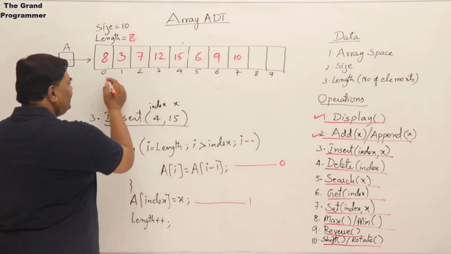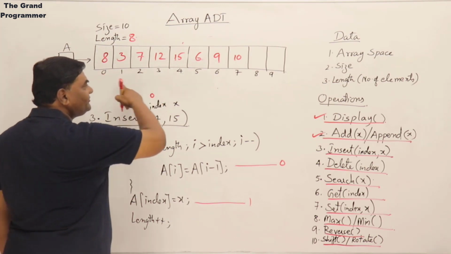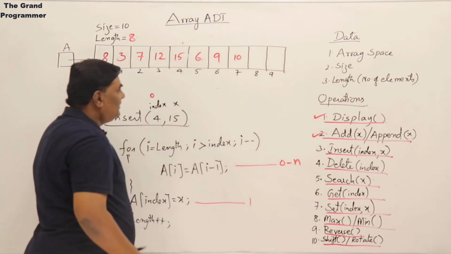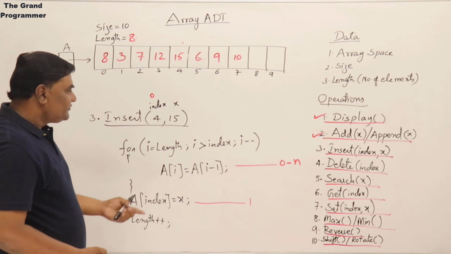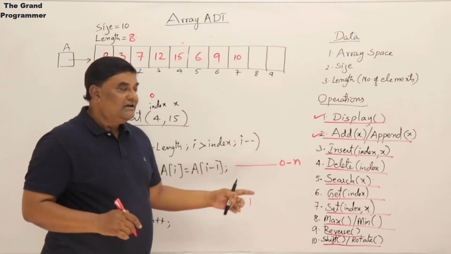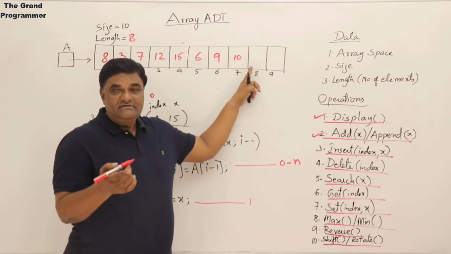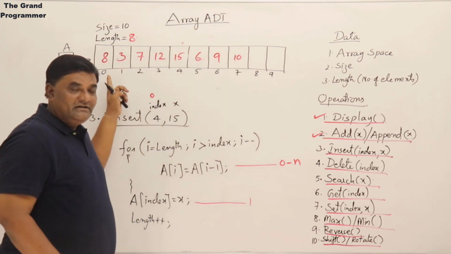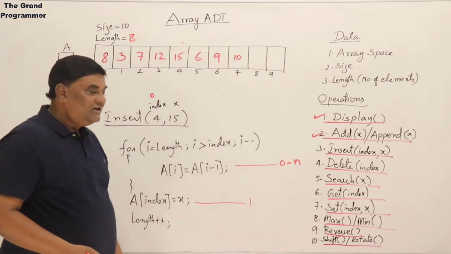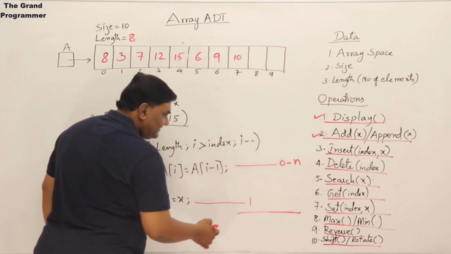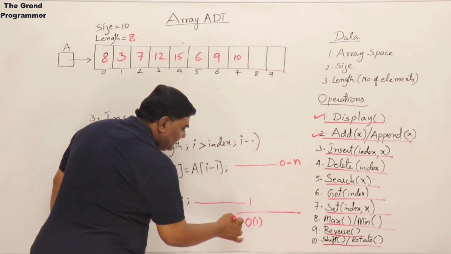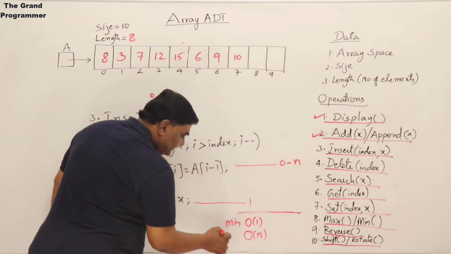Or I want to insert an element at index 0. Index 0 means I should shift all the elements. So maximum shifting can be n. We don't know how much shifting may be required. So either 0 shifting or n shifting, depends on where you want to insert the element. If you are inserting at the end of an array, then no shifting is required. At the beginning of an array, then all the elements present in the array, let us say n elements, all n elements we have to move. So the time taken by this procedure or this function is order of 1, that is minimum, and order of n, that is maximum.